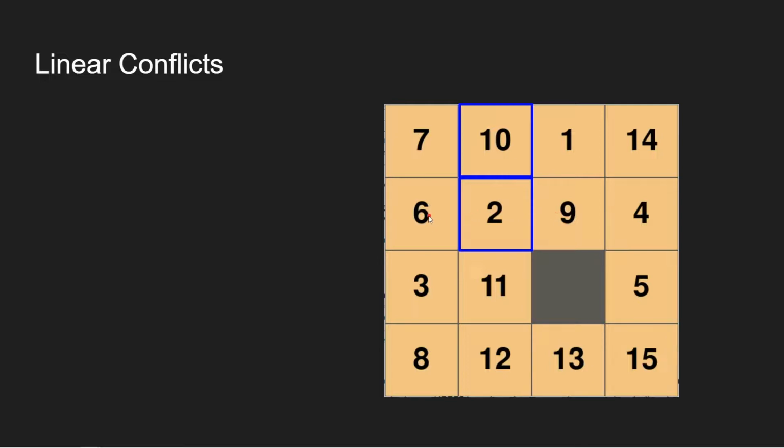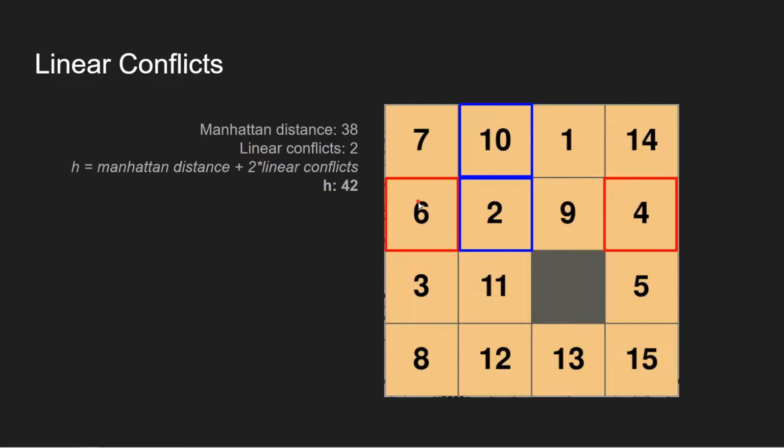Another linear conflict on this puzzle is the 6 and the 4. These are both in the correct column already, but they're out of order. So somehow 4 needs to get around the 6. So what we can do is take our Manhattan distance and add 2 spaces for every linear conflict that we can find, for a heuristic of 42. So we're getting closer.